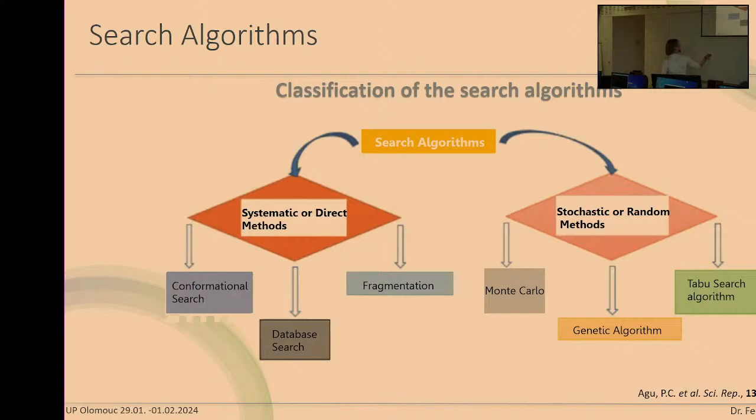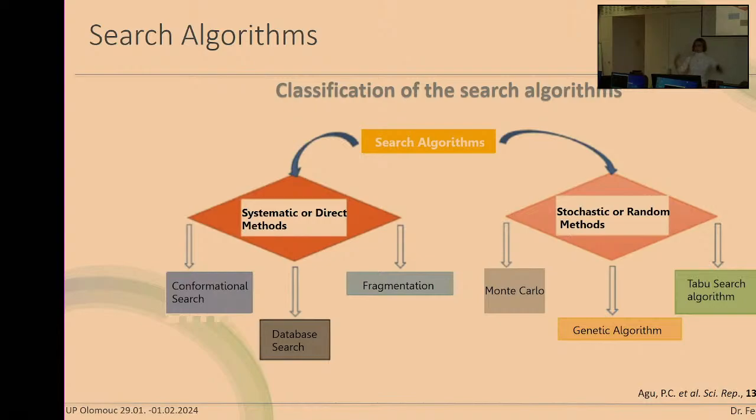In the stochastic search, we generate conformations randomly. We can define them as Monte Carlo and the genetic algorithm, which are the two most used stochastic conformational searches. The Monte Carlo, which is used by AutoDock Vina, generates random conformations of the ligand. Then, for the energetically best ranked conformation, another conformation is generated, and so on, but randomly.